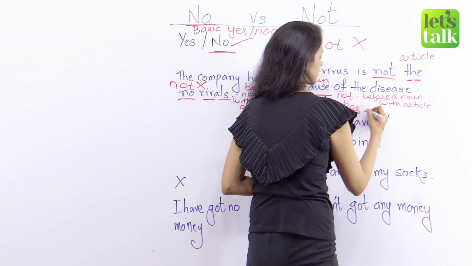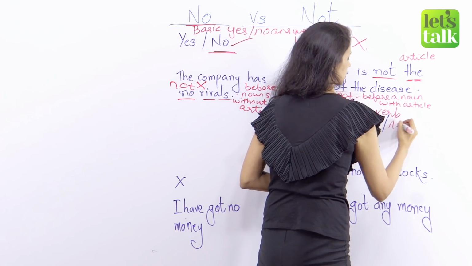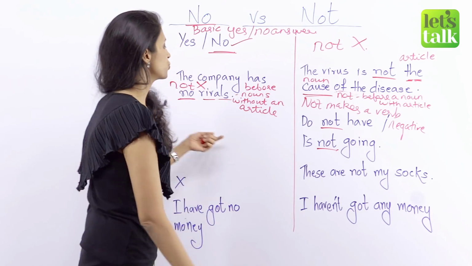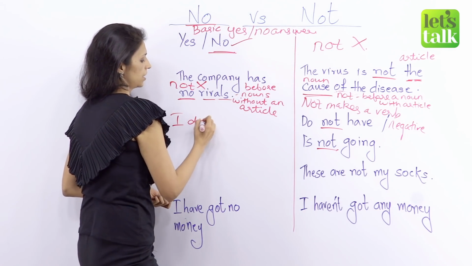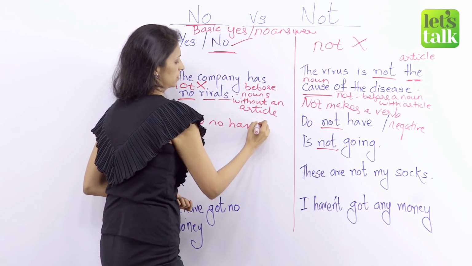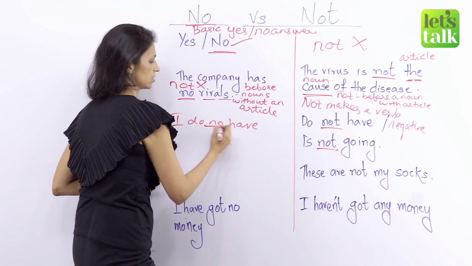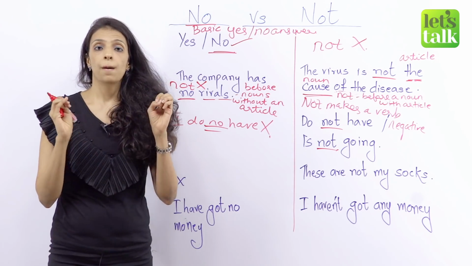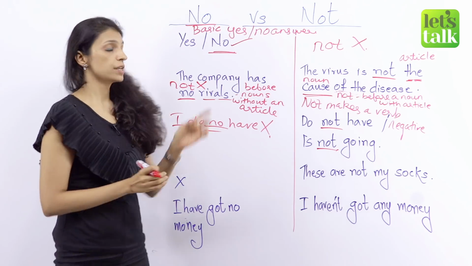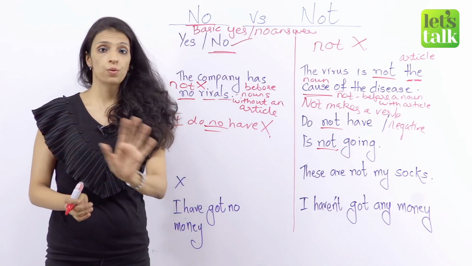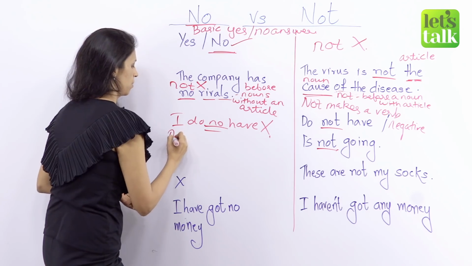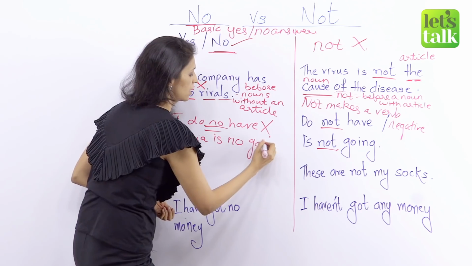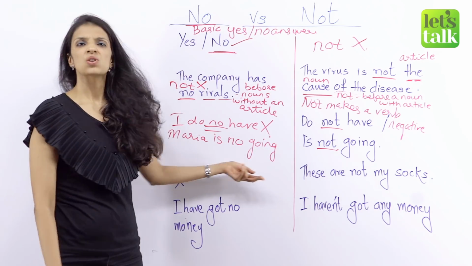makes a verb negative. Now if the same thing, if I have to use no, can I say I do no have? Can I say that? No, it does not make sense. So remember, a no does not make a verb negative. It may make the sentence negative but not the verb. Or if I tell you Maria is no going, you would be like, is no going?